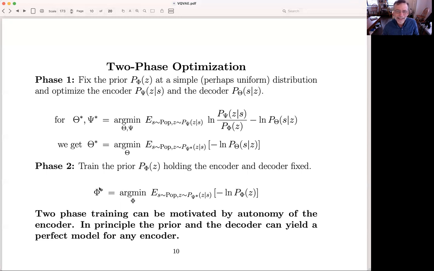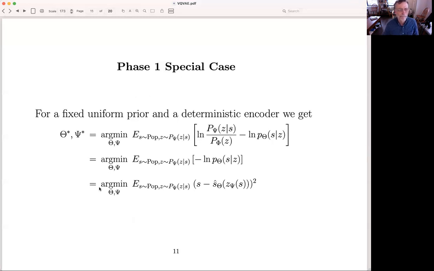And you can argue at least that you don't have to train the prior jointly with the other components of the VAE model. So let's look at this under the particular properties that the VQ-VAE architecture has. The VQ-VAE architecture is going to have a deterministic encoder, right? Remember that encoding is just picking k, which is nearest to the vector. That's a deterministic step. So the probability of z given s is just 1.